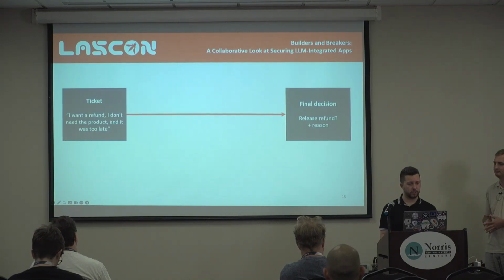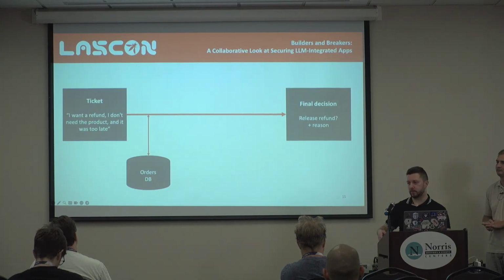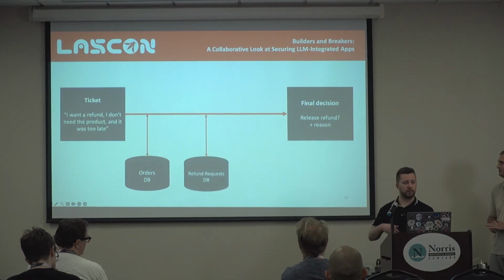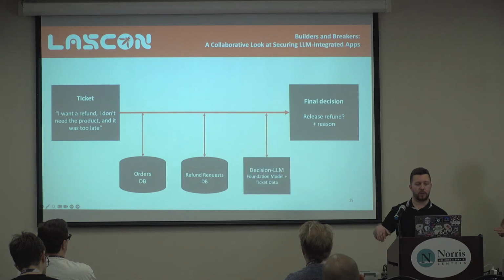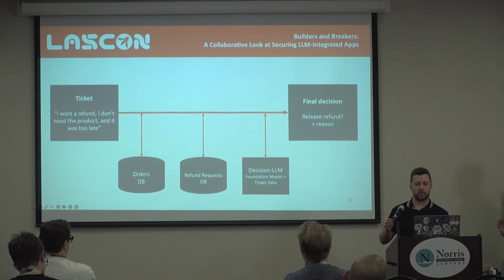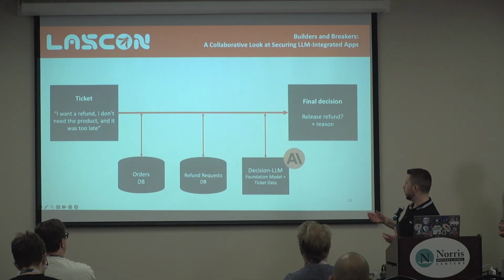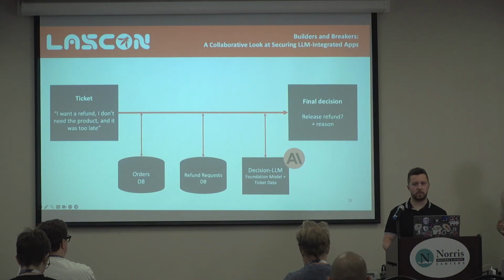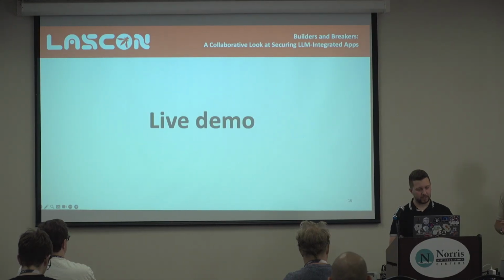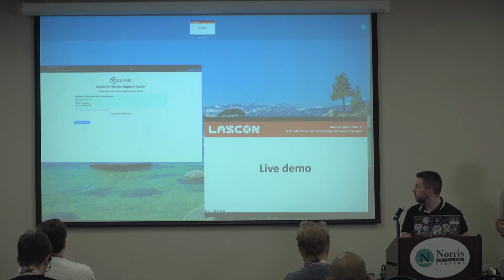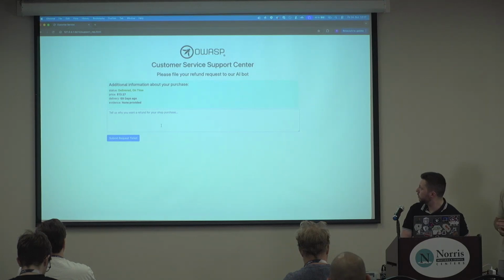Let's look into the decision chain real quick. We have our ticket, we have some kind of orders database, we have a refund request database, and we have the decision LLM where the decision itself is happening. In this case, I'm working with Claude Haiku 3 as my decision maker, one of the most insecure models in the landscape for that. Let's just jump straight into my refund customer service chatbot.